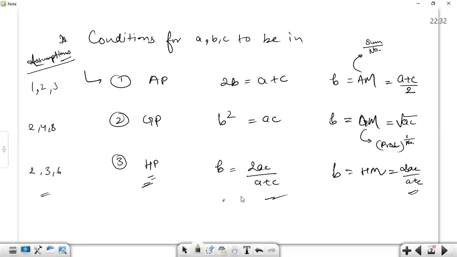The harmonic mean for more than two numbers is basically n divided by the sum of all the terms' reciprocals. So 1 by t1, 1 by t2, and so on. How many terms are there? n. Then the sum of their reciprocals. That will be the harmonic mean of n terms. Note it down.